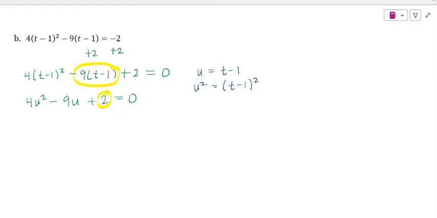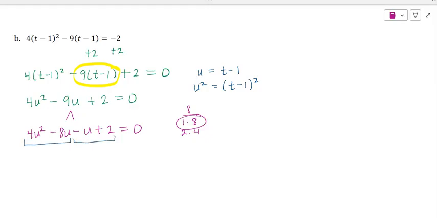To factor this, we'll look at the first and the last numbers, multiply them together to get 8, and we'll select 1 and 8 as the numbers that we want to combine to get that middle term. The middle term is negative, so both of them need to be negative. So we'll split this into minus 8u and minus u. And then we factor by grouping.